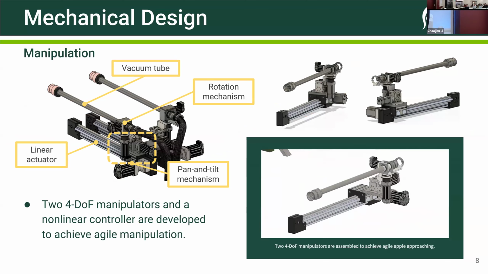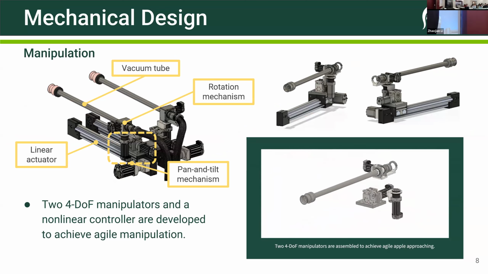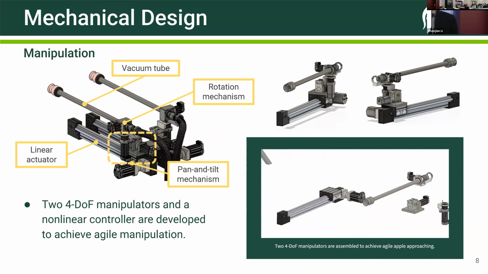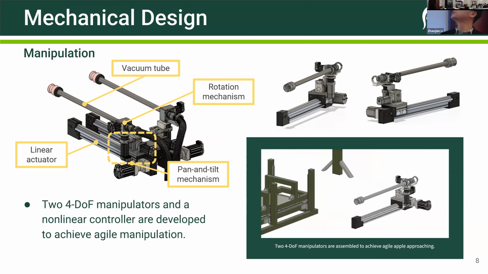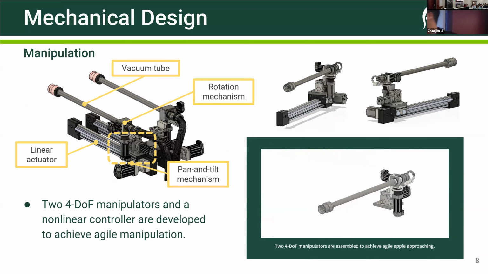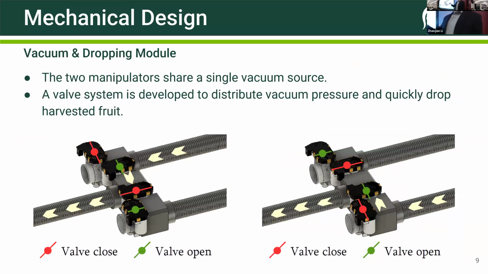Diving into more detail, we have those 4 degrees of freedom we talked about: X, Y, Z plus a rotation so that we can pick the fruit. So it's very simple in design. And also we have a vacuum system.